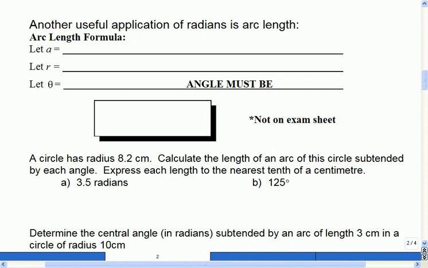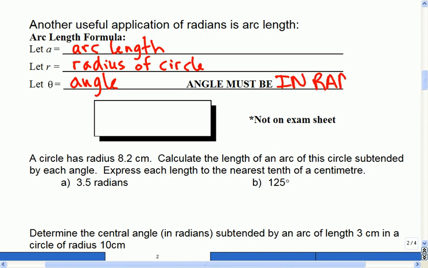Okay, so here's one of the big applications of radians, and it's arc length. So let me just show you a bit about this formula. A is the arc length, and r is the radius of the circle, and theta is the angle. But you have to be careful. It must be in radians for this to work. Okay. So the formula for arc length equals r theta.